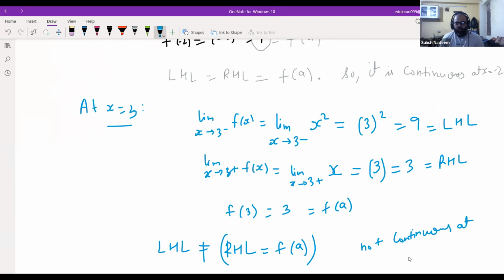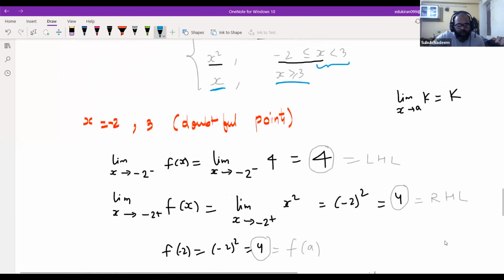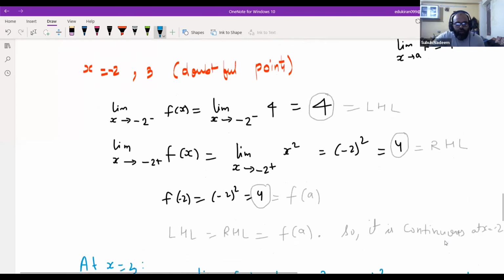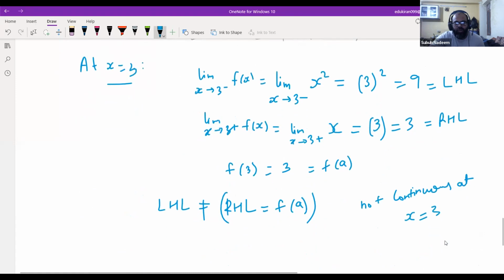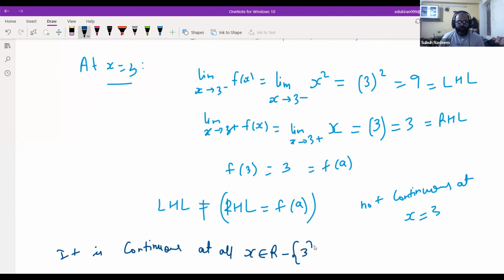So out of the two doubtful points, -2 and 3, one doubtful point got cleared, but for the other doubtful point, it is not continuous. So it is continuous at all x belonging to real numbers except 3. Is it okay? Yeah. So now you can write.